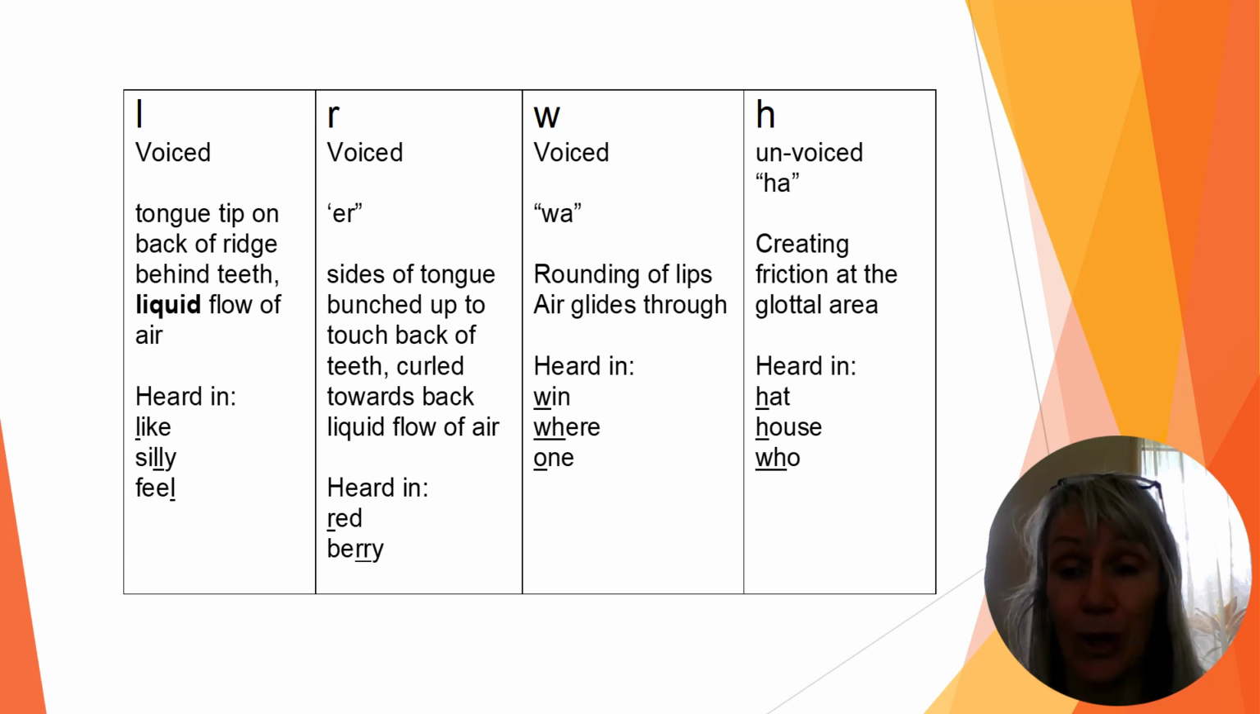Moving on to what looks like an H in the Latin alphabet. This is unvoiced. This is a h sound. Ha, ha, ha. Creating friction at the glottal area. So we hear this in hat, house, who.